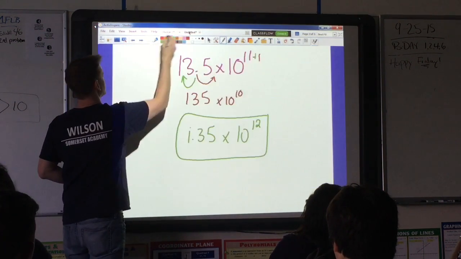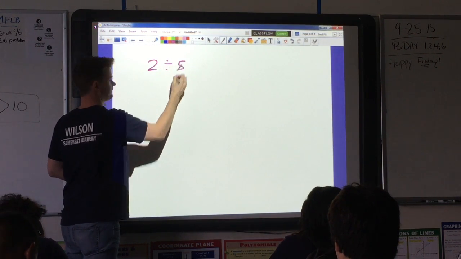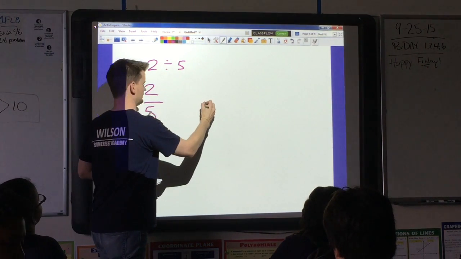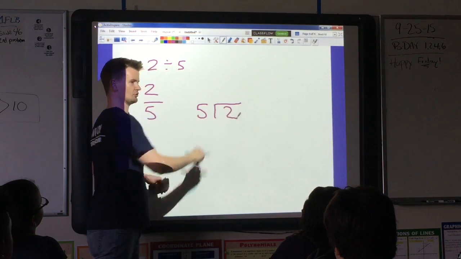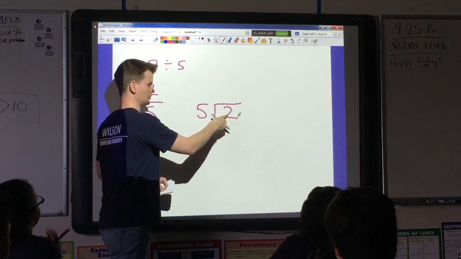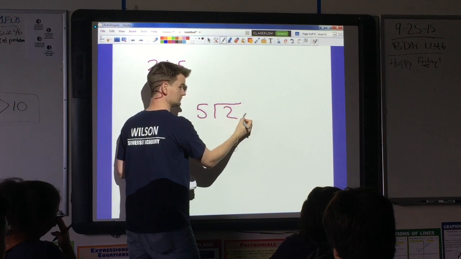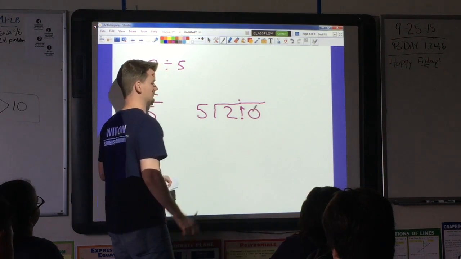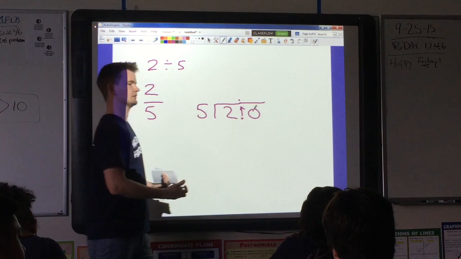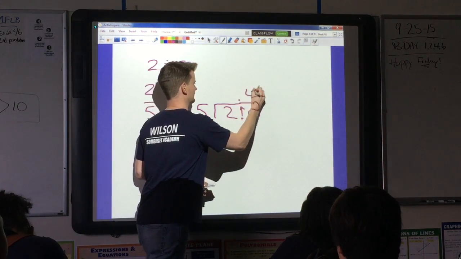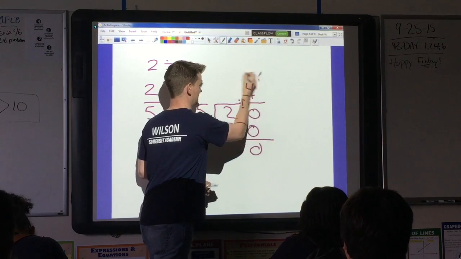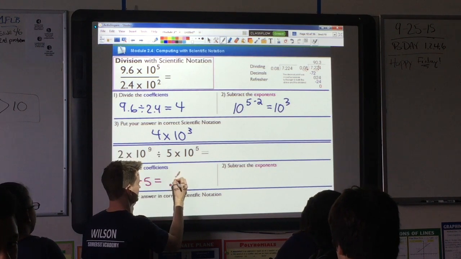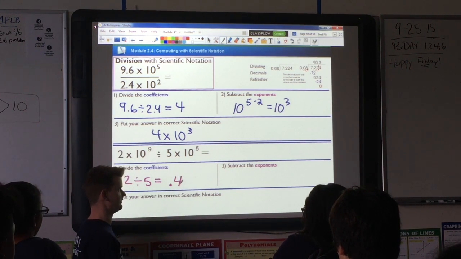2 divided by 5, right? So we have 2 divided by 5. If you want to divide this, 2 goes inside the division bracket, right? Can 5 go into 2? No. So we have to drop a decimal, bring the decimal up, extend this out, and then we drop a 0. And then you ask yourself, can 5 go into 20? How many times? 4 times. 4 times 5 gives me 20. That terminates, and I'm going to have 0.4. Right now, I'll just write 0.4.